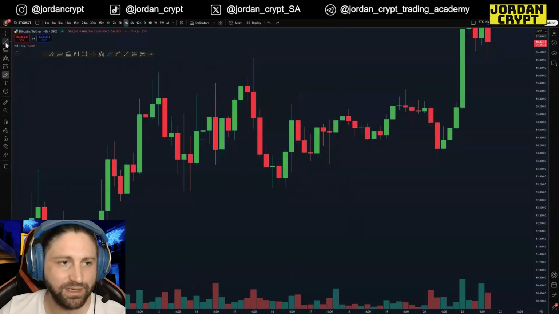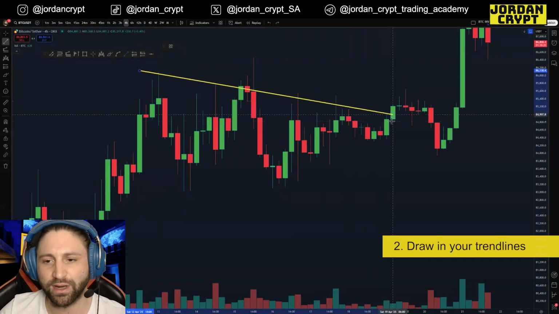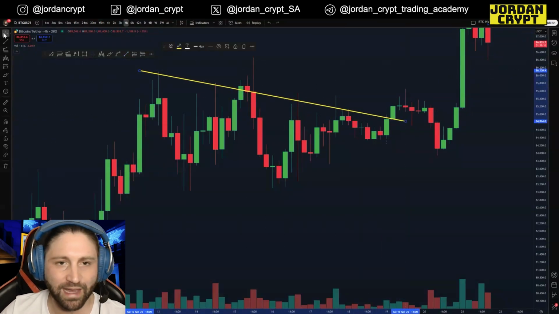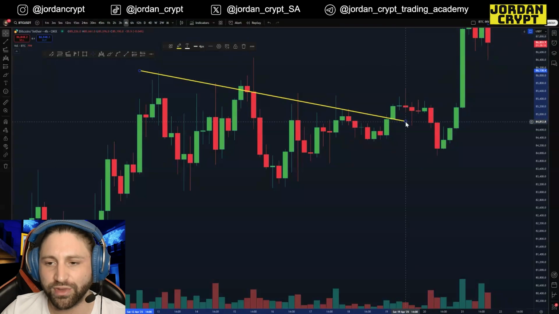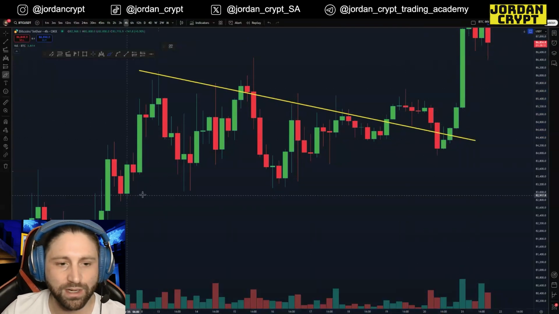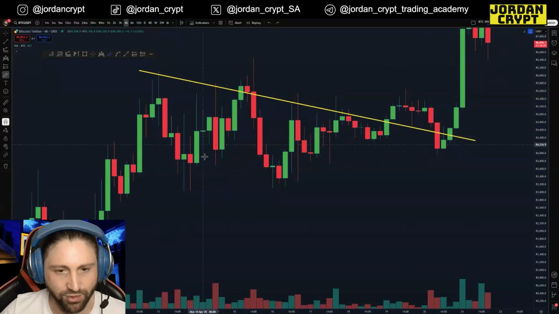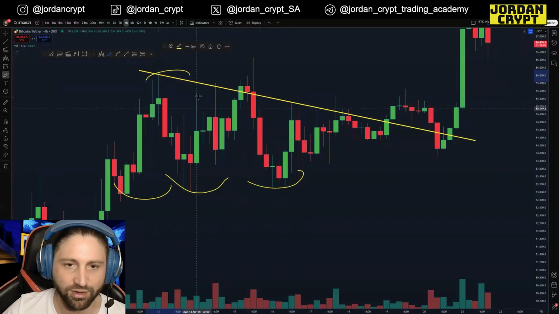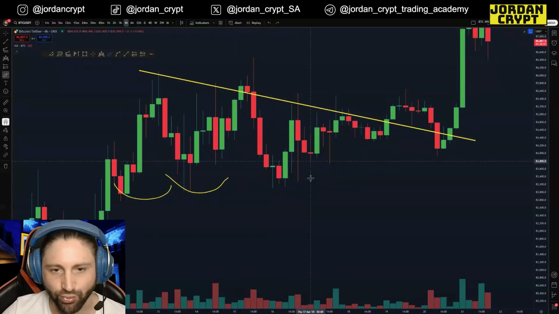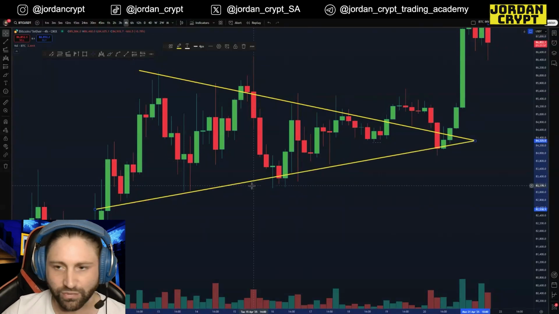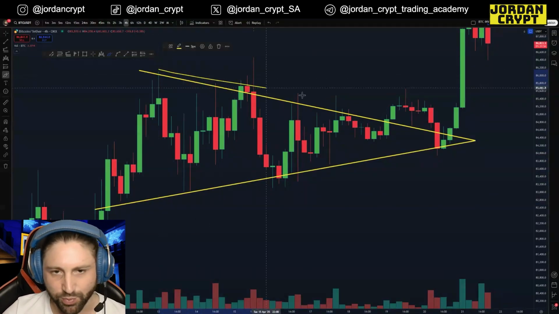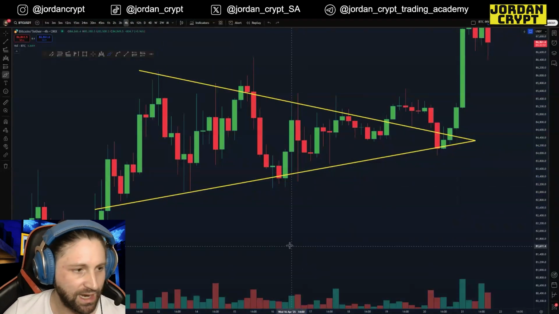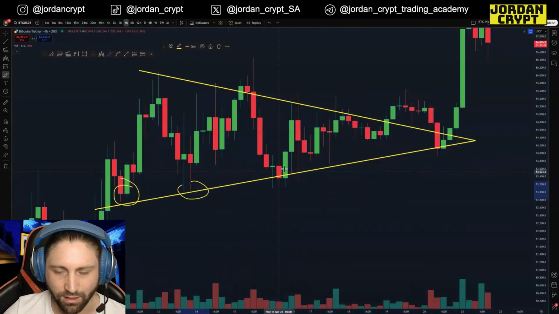The second step is to draw in your trend lines. So simply draw them in. This is looking back in time, but try to draw these in as soon as you are witnessing a squeeze. As soon as you can see here that there are these higher lows and there are these lower highs, try to draw in your trend lines. Draw in your downward sloping trend line at the swing highs. Draw in your upward sloping trend line at the swing lows.